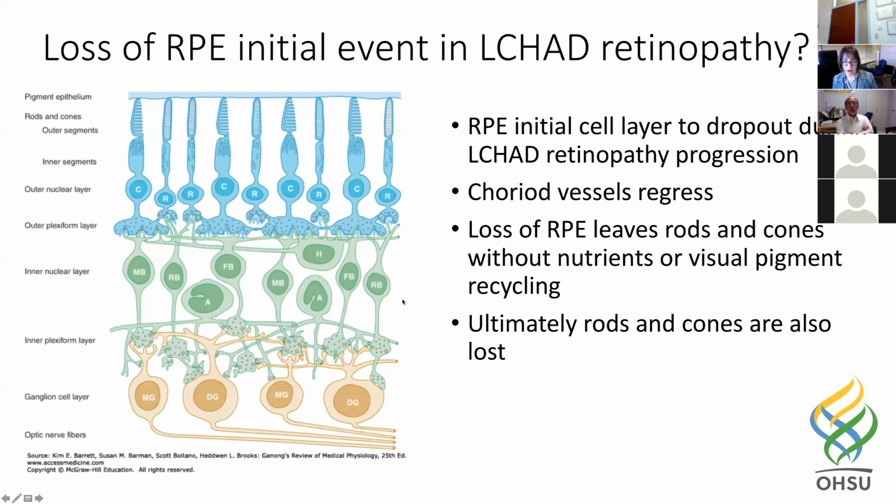So the RPE is, we believe, the layer that initially drops out. On the other side is the choroid, or the blood vessels. So it sits between the blood supply to the retina and the rods and cones, or the photoreceptors. If you lose this layer that provides all the nutrients to the rods and cones, ultimately the rods and cones don't have the nutrients or the recycling of visual pigments to function and can die with the loss of the RPE. So ultimately the rods and cones can be lost as well.